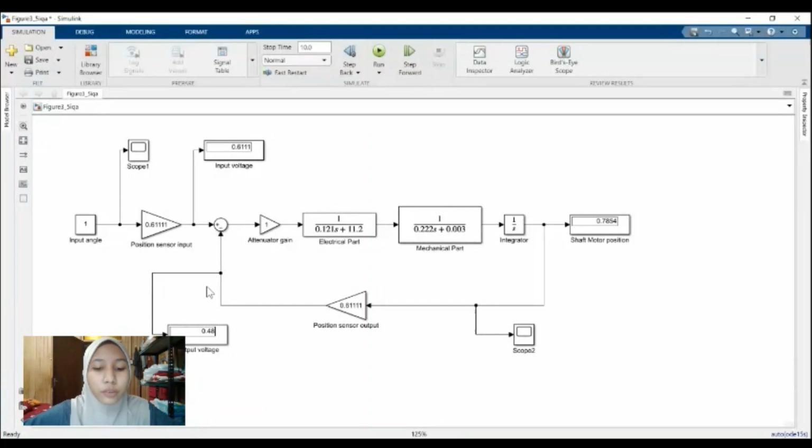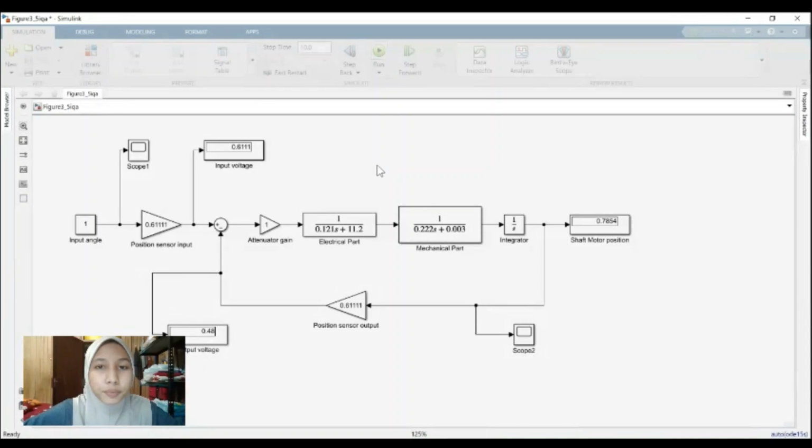First, the block diagram of figure 3.5 is constructed using MATLAB Simulink, and then all of the parameter values are keyed into the Simulink block. And then the Simulink block is checked by keying in an input angle of 1 and an attenuator value of 1. So I will run the simulation.